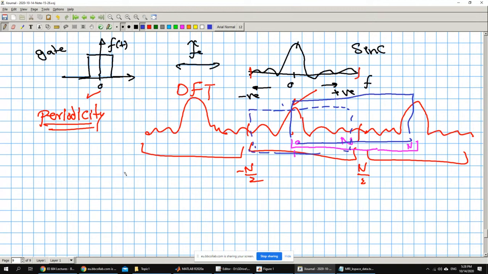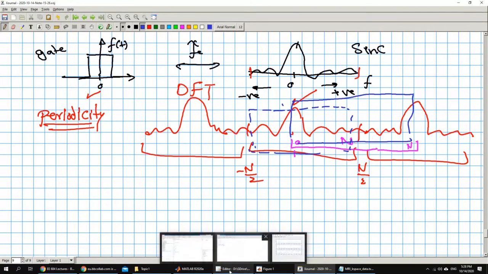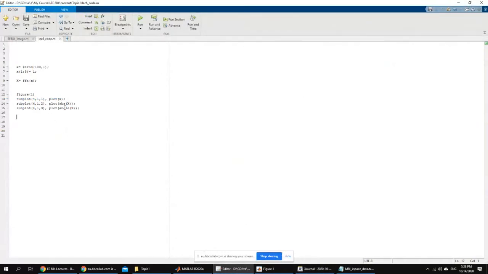You need a shift. Instead of displaying the window from 0 to n minus 1, you need to display it from minus n over 2 to n over 2. You can do that with a very simple function called fftshift. So instead of just using FFT, I will also use fftshift. This will basically shift the samples so that the 0 is in the middle. So just add this function right there.